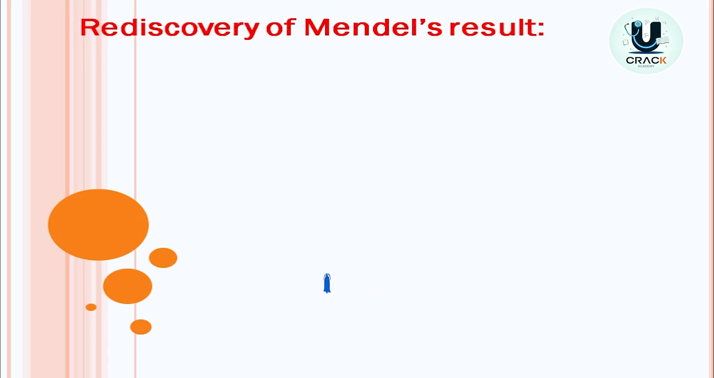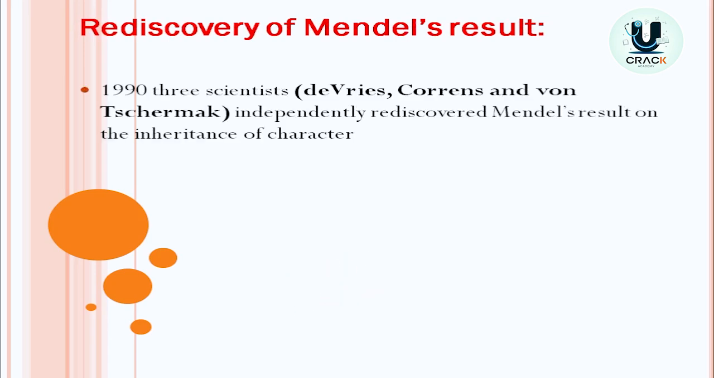Rediscovery of Mendel's results. Look at here. In 1900, three scientists, de Vries, Correns and Tschermak, independently rediscovered Mendel's results on the inheritance of characters.